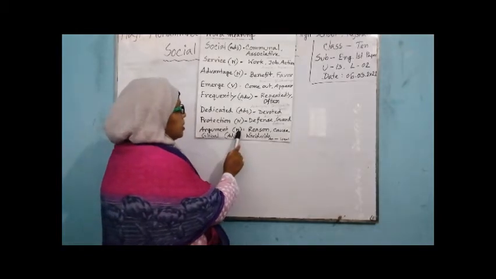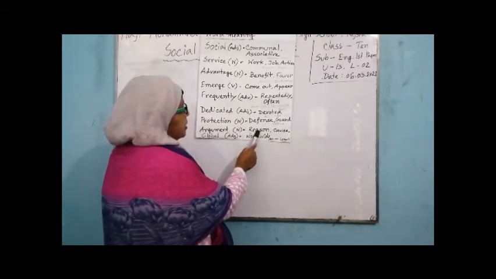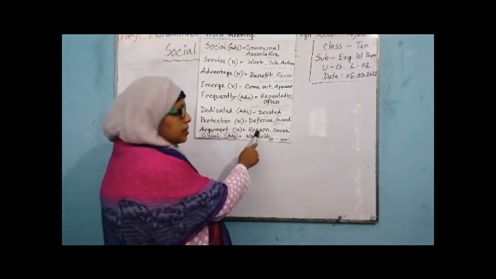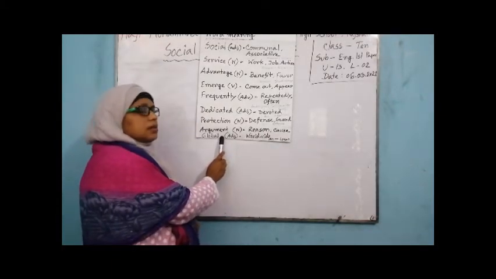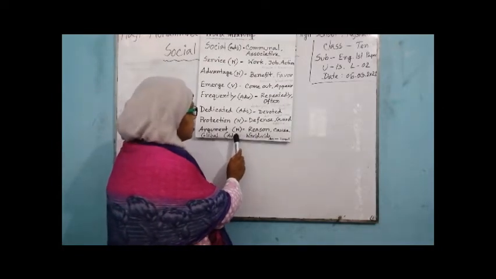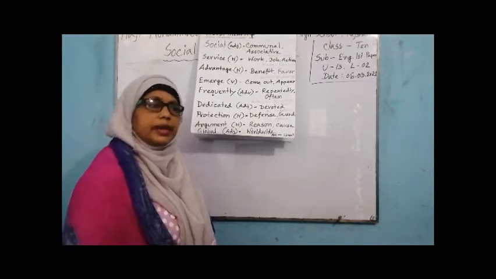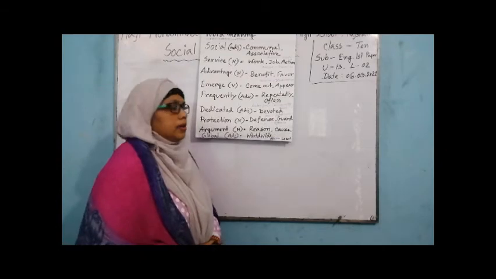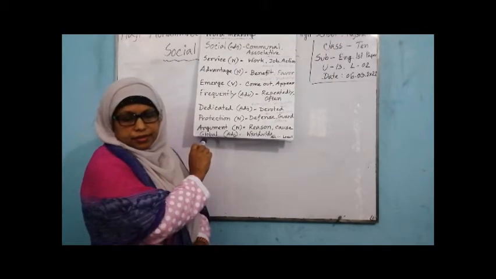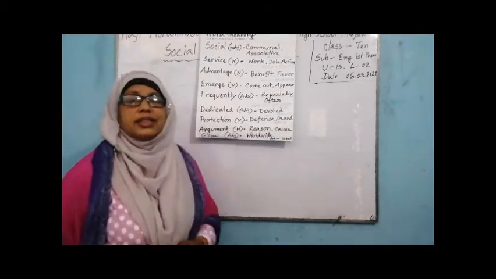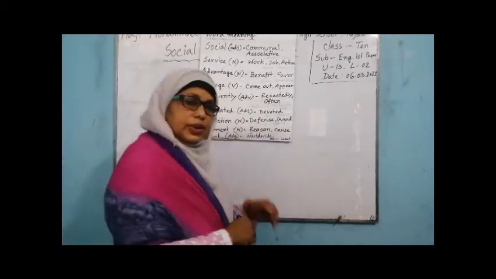Argument, noun, meaning reason, cause. Next, global. Global is an adjective, means worldwide. Global means worldwide and its antonym is local. Okay, dear students, please write down in your notebook. Hurry up. Okay, dear students, I think you have finished writing. Okay, thank you.